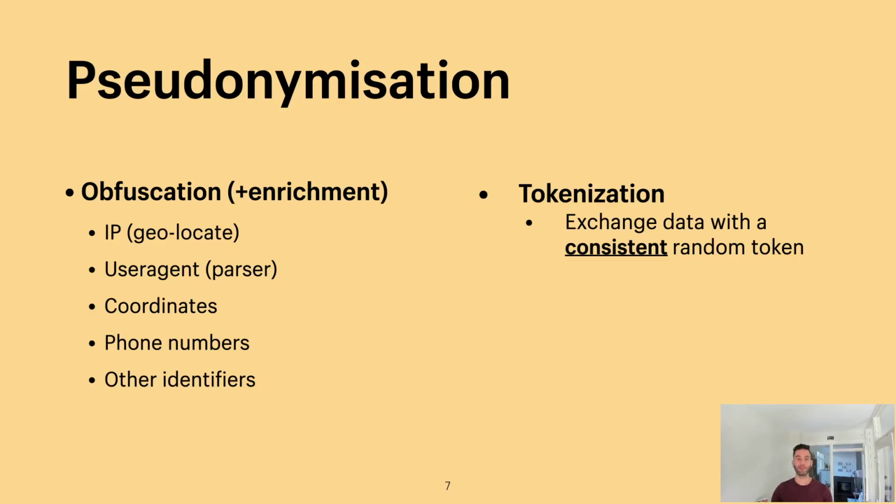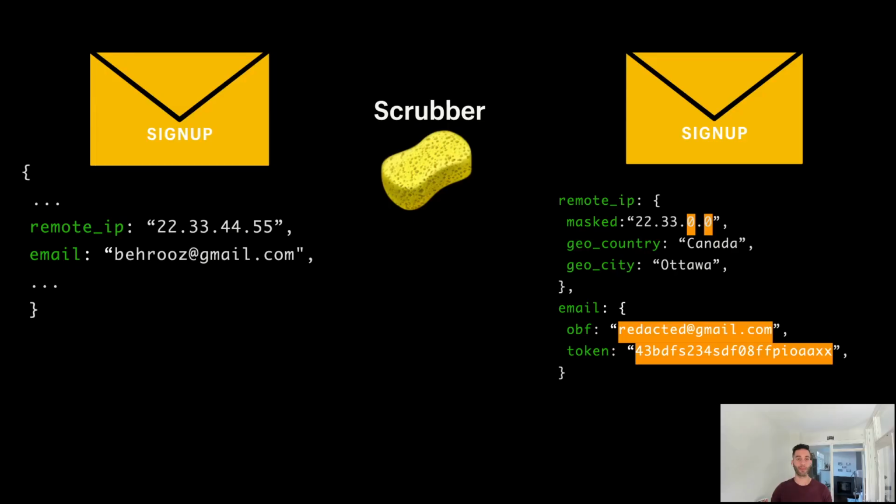So this was a lot to process. Let's see how this makes sense in an example. Here we have an example of a sign-up event, and we built this tool called Scrubber that applies pseudonymization around our events, and you can see the scrubbed format of this event on the right side. So we had an IP address that got half masked and also geolocated. And we have an email address that got its local part half masked and also tokenized. So every other time that we see the same email in the same circumstances, we're going to give the same token. And this is that consistency property that I talked about earlier.